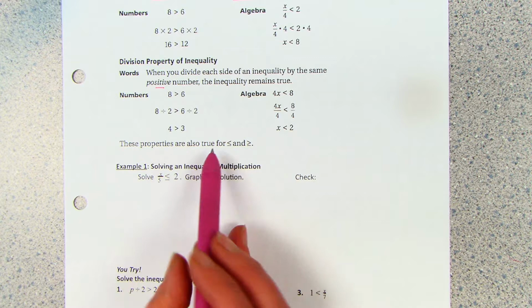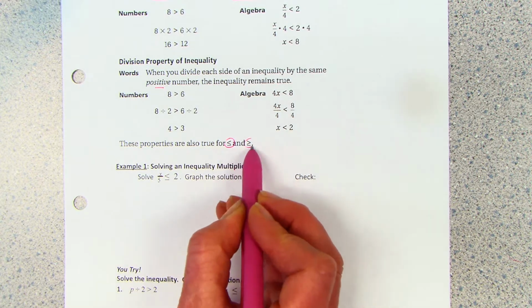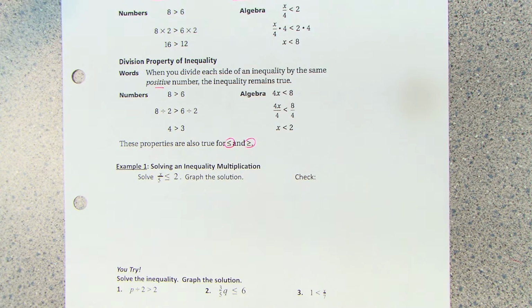And then it says that the properties will also be true for less than or equal to and greater than or equal to. You can work the problems exactly the same way.